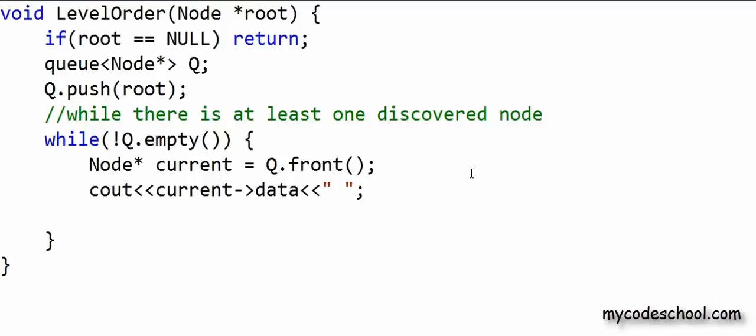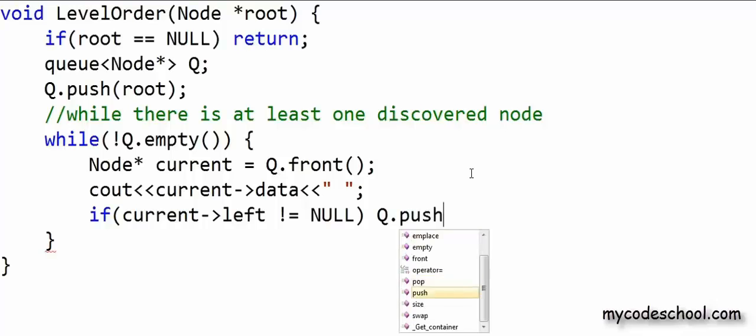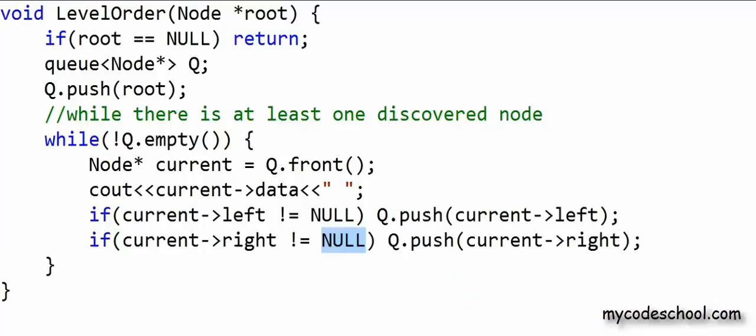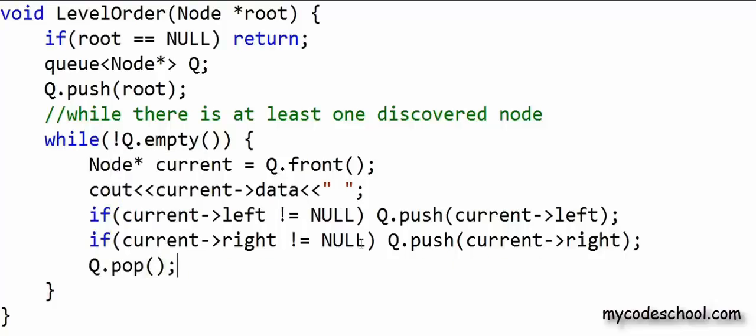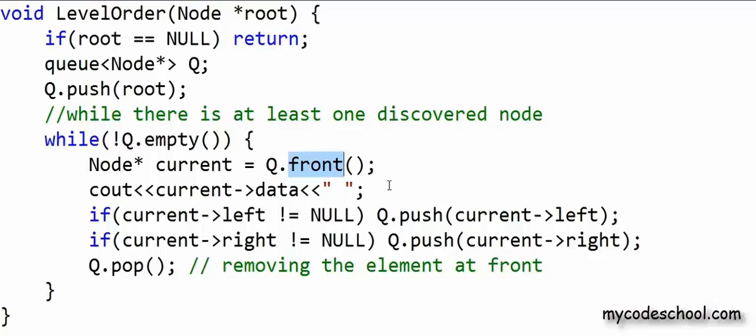and now we want to push the addresses of children of this node into the queue. So I'll say that if the left child is not null, insert it into the queue, and similarly if the right child is not null, push its address into the queue. And I'll write one more statement to remove the element from the front of the queue. With a call to front, the element is not removed from the queue. With this call pop, we are removing the element.